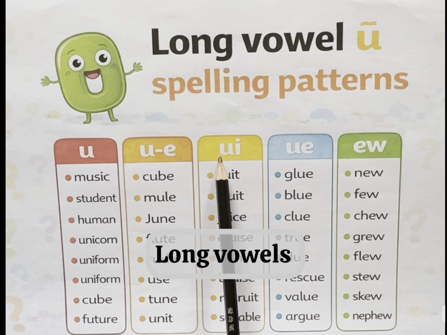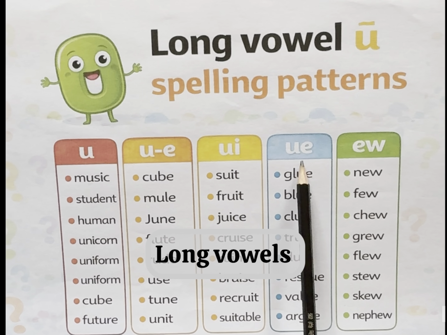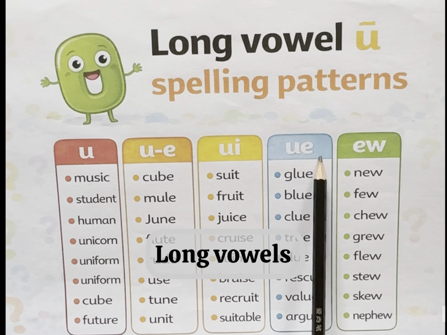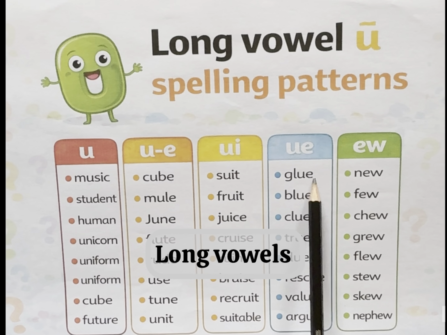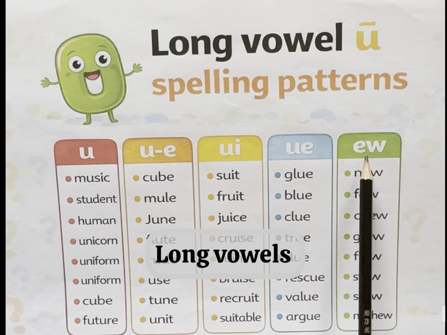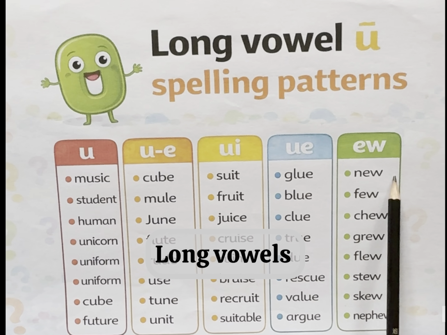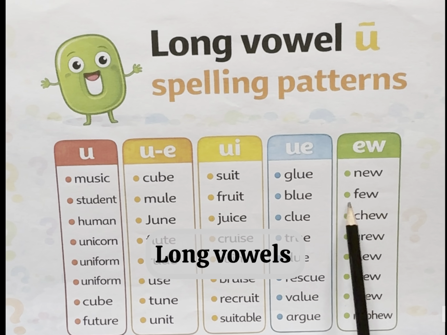U and I make the sound U, as in S, U, I, T, suit, fruit. U and E also make the sound U, as in G, L, U, E, glue, blue. E and W make the sound U, as in N, E, W, new, few.